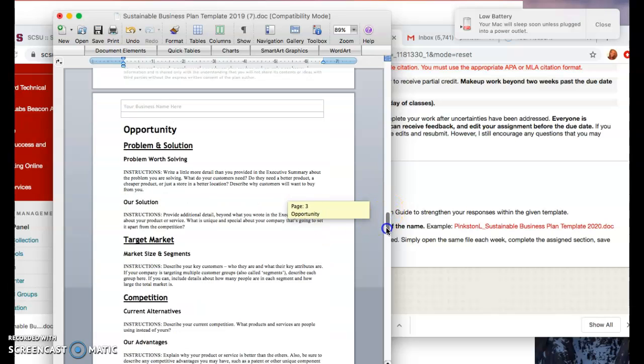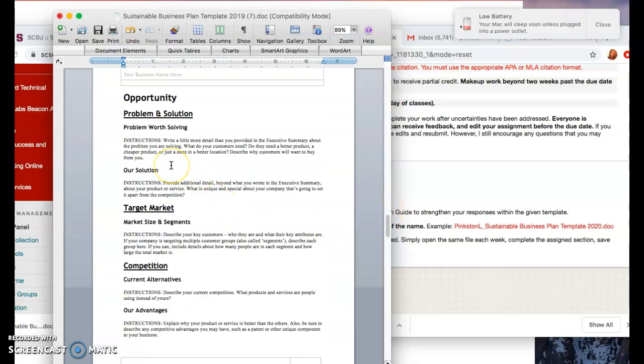Now we're into opportunity, which is what you guys are doing this week. Okay, so in the problem and solution area, you're going to write in detail your problem. What do your customers need? Do they need a better product, a cheaper product? What are the problems in the environment surrounding your business?